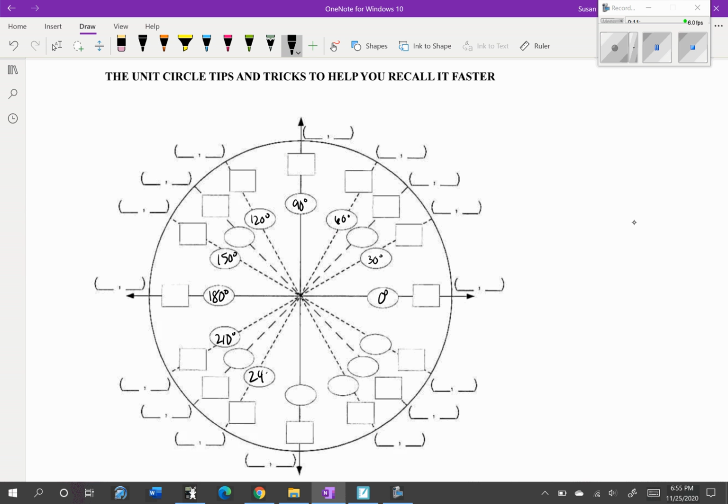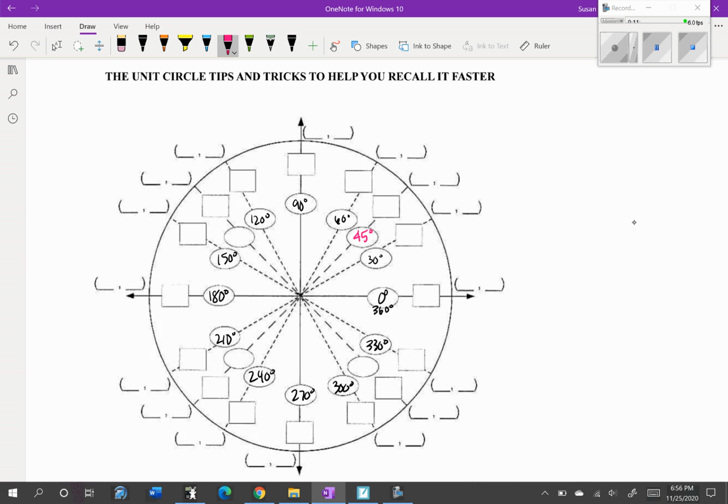This would be 240 degrees, 270 degrees, 300 degrees, 330 degrees, and all the way around, of course, we know is 360 degrees. So you could count by 30 degrees for those values. We know, remember, the middle one was 45 degrees, so you could count 45.